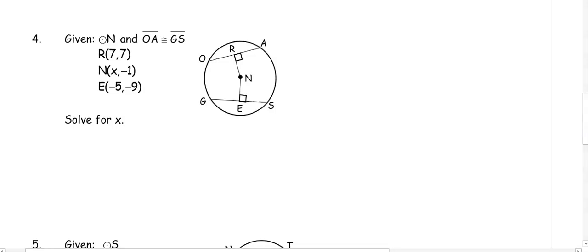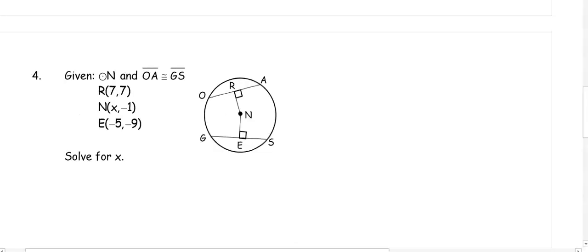Number 4, we are given circle N, and we know that OA is congruent to GS. So because the chords are congruent, that means they're equidistant away from the center. So using the coordinates, we can solve for x. Remember, our distance formula is the square root of x2 minus x1 squared plus y2 minus y1 squared. So we're going to do the distance formula with the 2 points together.